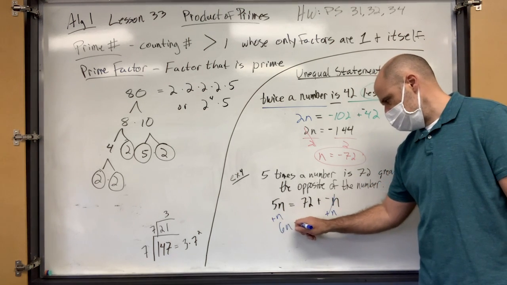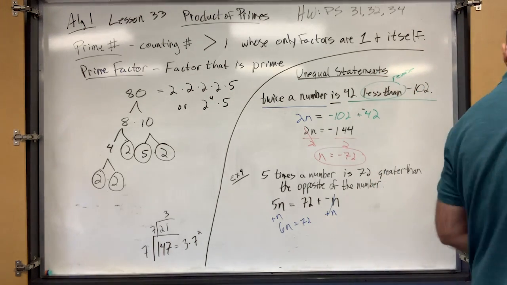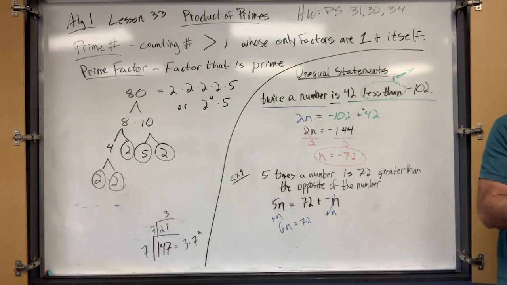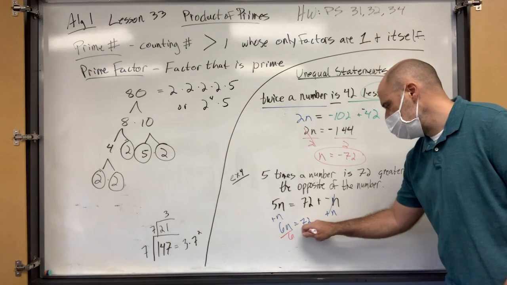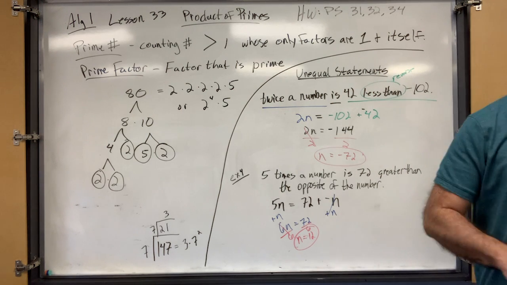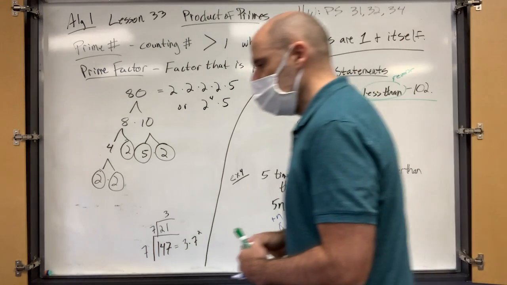So 6n equals 72. We don't have to do step 3, right? Because there's no constant on the variable side. So we skip right to step 4, divide by 6. What does n equal? 12, good job. So 5 times the number, 60, is 72 greater than the opposite of the number. Yep. So 12, yep. Negative 12 plus 72 equals 60. That works. All right.